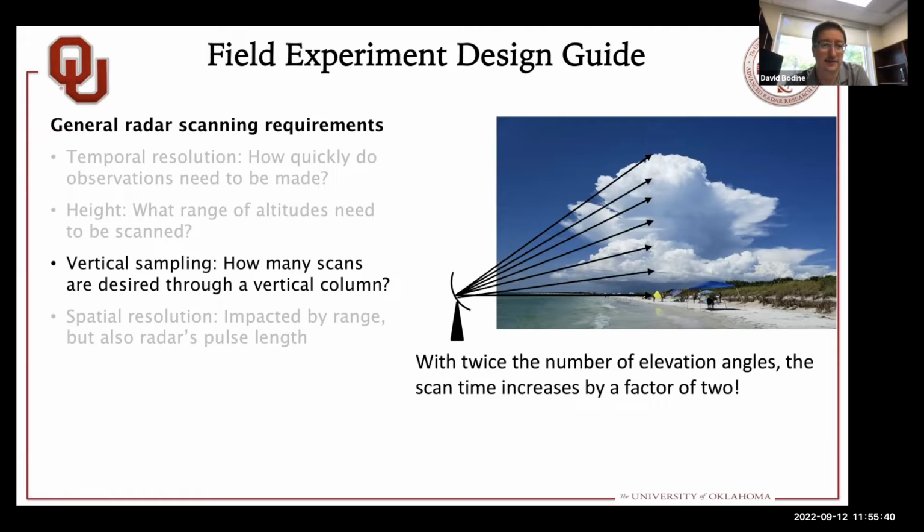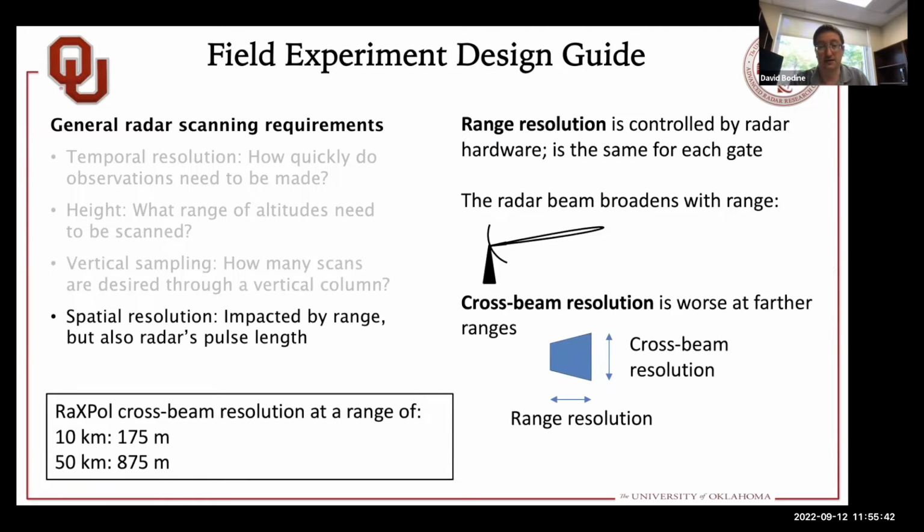And then finally, the spatial resolution is impacted by the radar's range, or the range of the observations. So if we're looking at a storm that's really close, we have better resolution. And this is because the radar beam broadens in range, so it gets wider as you go farther away from the radar. So as you go to farther range, the cross-beam resolution gets worse.